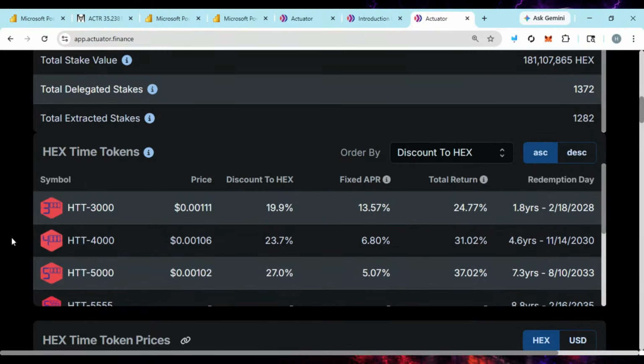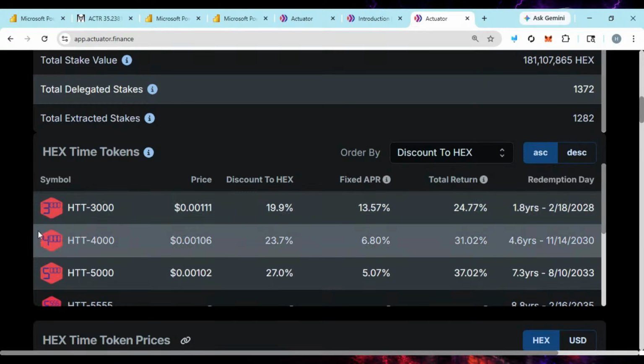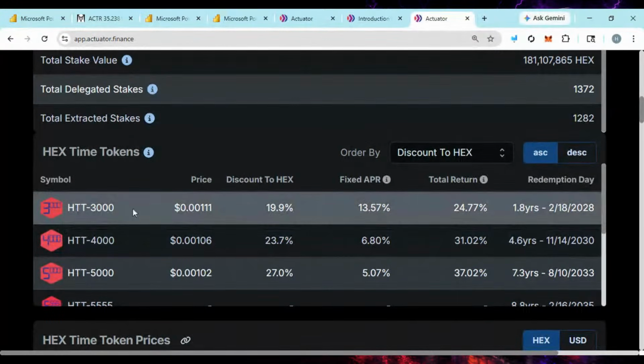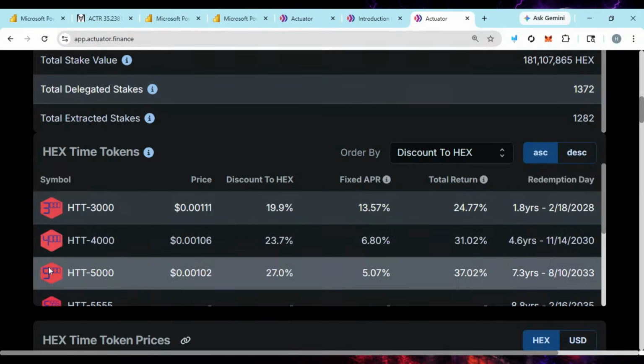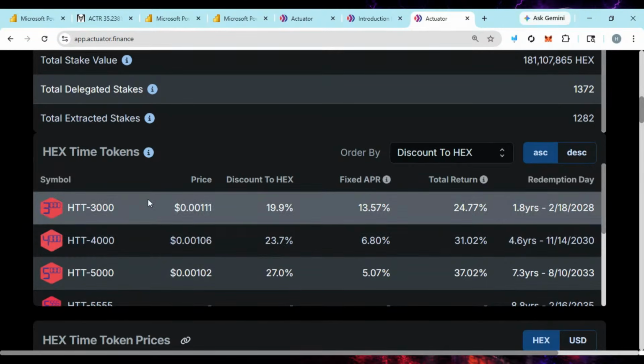And so there could be, and we've seen this happen in the past, but I'm just going to speculate. There could be a situation at some point where the HTT 3000, for whatever reason, let's just say it gets discounted to 40%, right? Like a huge discount, doubles the discount. Well, now the discount to HEX is 40%, which means its price went down, right? Well, if the discount on HTT 4000s is still at 23%, you get many more 3000s if you were to swap from 4000 to 3000.